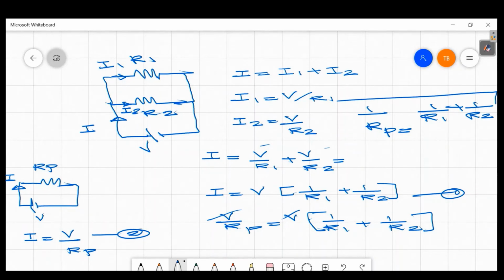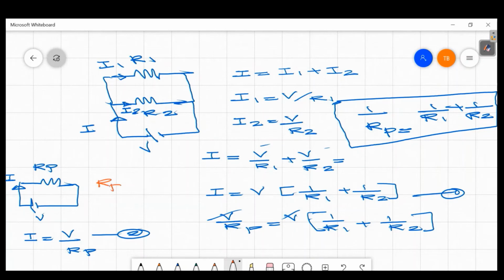So that means in series the whole resistance is added up, but in parallel the resistance is inversely added up. That means the whole value reduces, right? Then just look at what we have written. Resistors R1 and R2 connected in parallel with a voltage source V. I1 and I2 are the currents.